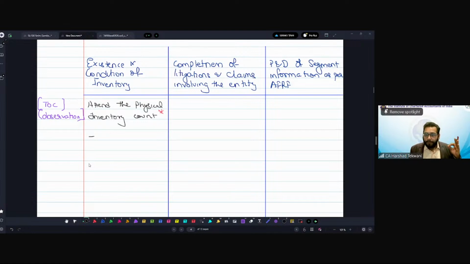First of all, what is the prime criteria when it comes to the physical inventory count done by the management? What is the most important thing? What things will you check? Today, if I give you a task, go and perform the test of control on whether management is doing an appropriate inventory count, what will you check? Sir, we will check the interval of the count, whether management is doing it at small intervals or at the end of the year.